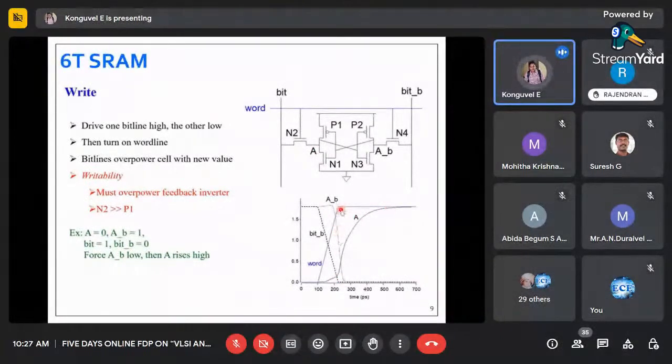So how can we make this? See, as I said, during the write operation we are not worrying about N1 and N3, because during the write operation N1 will be turned off and N3 will be turned on.